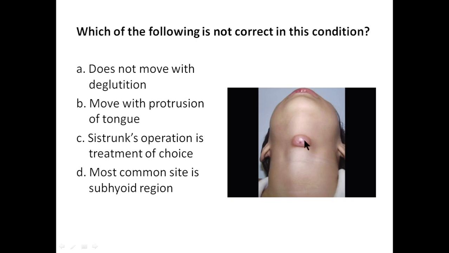This is a thyroglossal cyst. Which of the following is not correct in this condition? It doesn't move with deglutition. No, this is not correct. As a matter of fact, it moves. The rest you will find correct. It moves with protrusion of the tongue, which is true. Sistrunk's operation is the treatment, which is true. The most common site is the subhyoid region, which is true. So in this scenario, go for A because A is not correct.